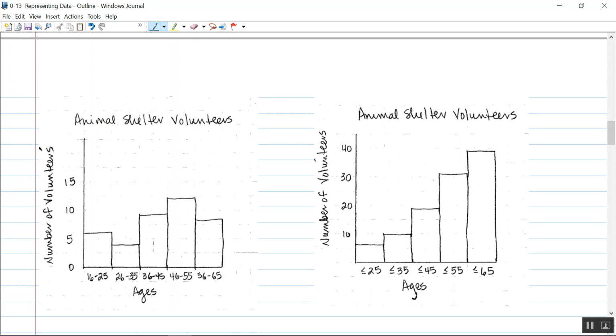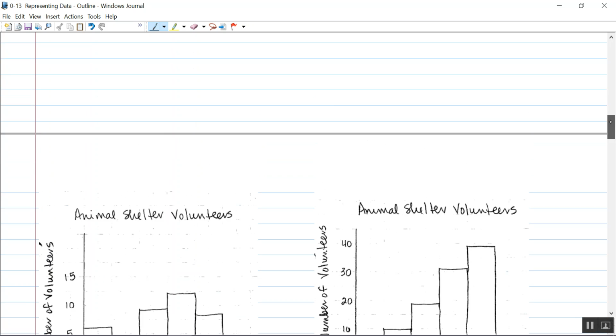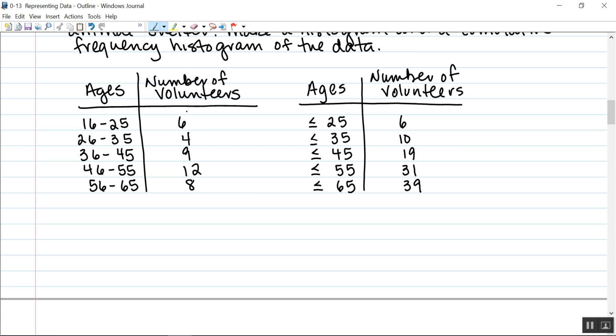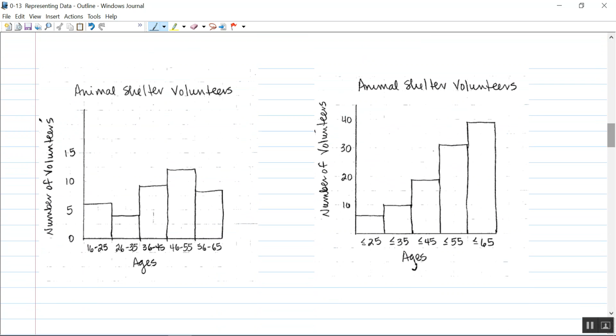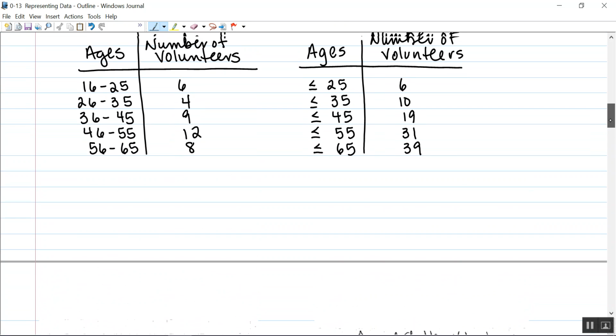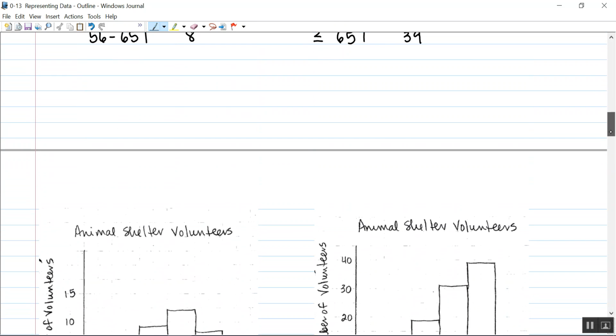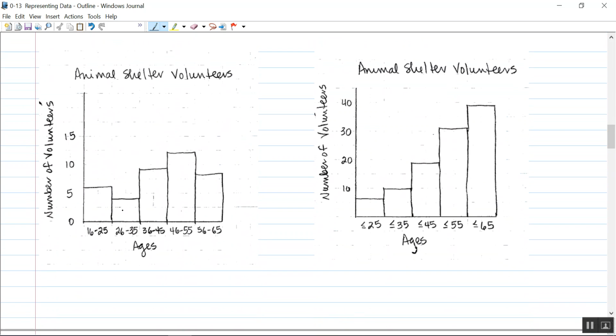Animal shelter volunteers, here I have the number of volunteers and then the categories of their ages. Because in this first chart I had 6 volunteers that were between 16 and 25, I go up a little bit past 5 to 6 for the 6 volunteers there. In the next category, 26 to 35, I had 4, so that's what this bar here represents, and so on.